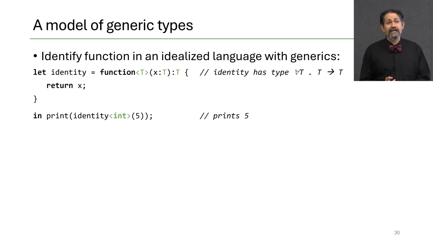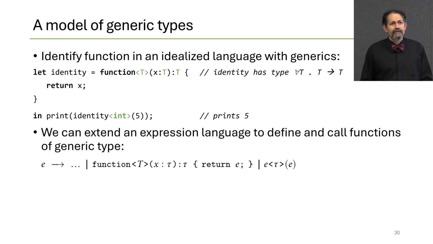Well, we can call identity, and we'll pass in the type parameter int, and then a value parameter 5, which is of type int. And of course, this will print 5. What I've done here is I've made the passing of the type parameter explicit. It's passed in these little angle brackets before the regular value parameters, but it operates in much the same way conceptually.